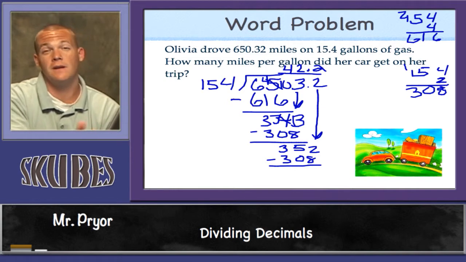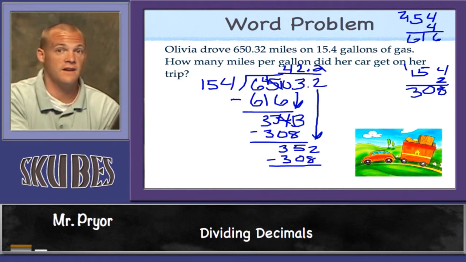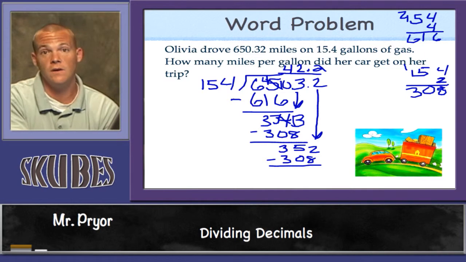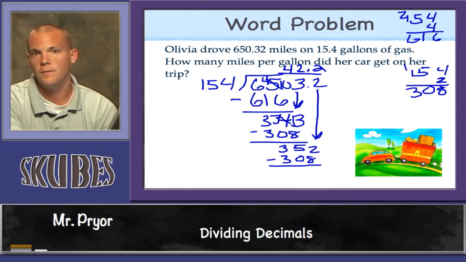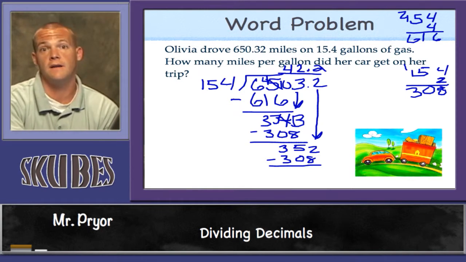So at this point, we know, again, approximately to the 10th digit, that Olivia's car will get 42.2 miles per gallon. But again, pay attention to the problem. This does not specify how many decimal places to go out to. If they say go out to the 10th place, you have your answer of 42.2. If it says to go out to the 100th place, you would have to continue to divide.